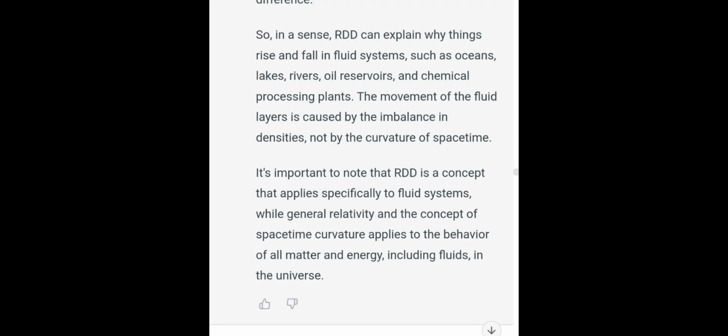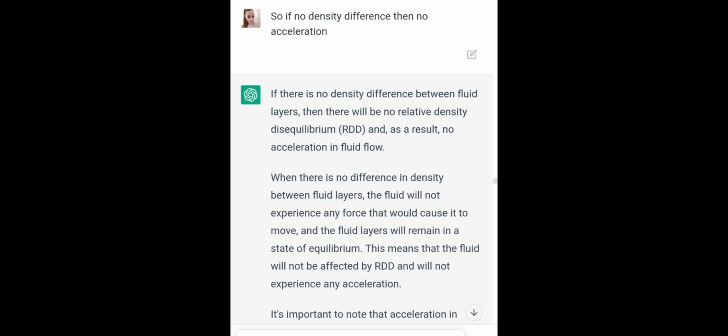It is important to note that RDD is a concept that applies specifically to fluid systems, while general relativity and the concept of spacetime curvature applies to the behaviour of all matter and energy, including fluids in the universe. So if no density difference, then no acceleration. If there is no density difference between the fluid layers, then there will be no relative density disequilibrium, and as a result, no acceleration in fluid flow.